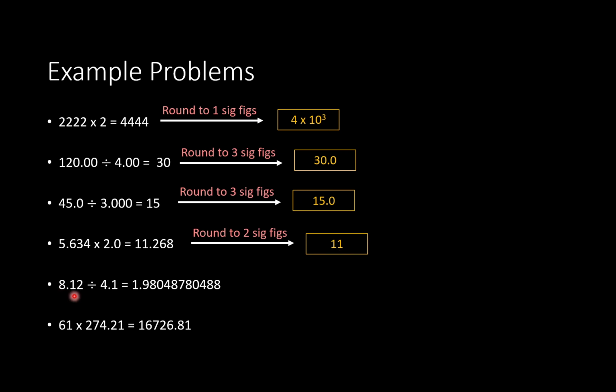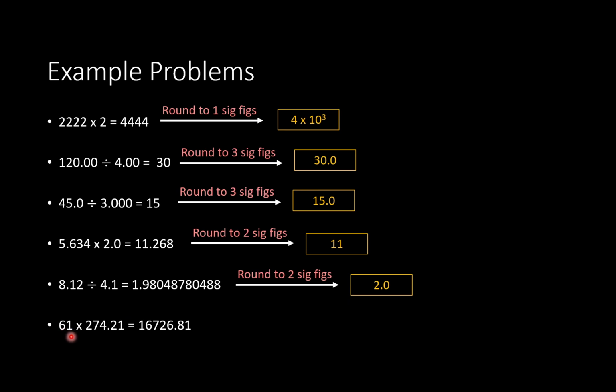Next, we have 8.12 divided by 4.1. This gives us 1.98048780488. 4.1 is a number with the fewest number of significant figures, having 2, so we will round our answer to 2.0.